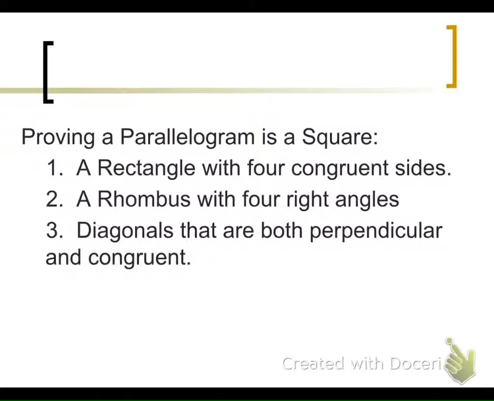So if we're going to prove that a parallelogram is a square, we show that it's a rectangle with 4 congruent sides. We also could show that it's a rhombus with 4 right angles, or we can show that the diagonals are both perpendicular and congruent.